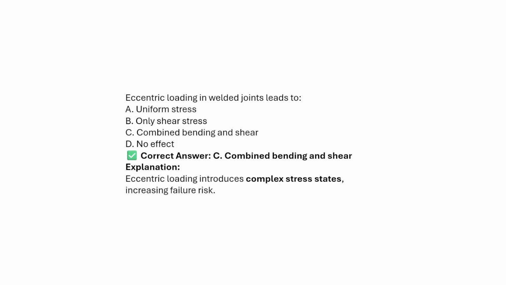Eccentric loading in the weld joints leads to: uniform stresses, only shear stresses, combined bending and shear, or no effect. So the correct answer will be combined bending and shear. Eccentric loading introduces complex stress states and increases the failure risk.